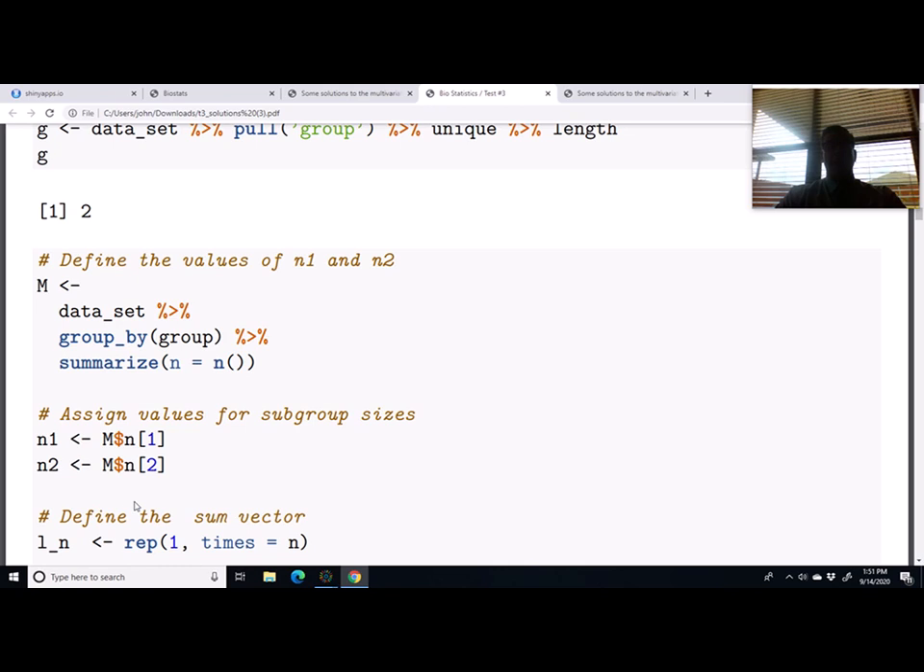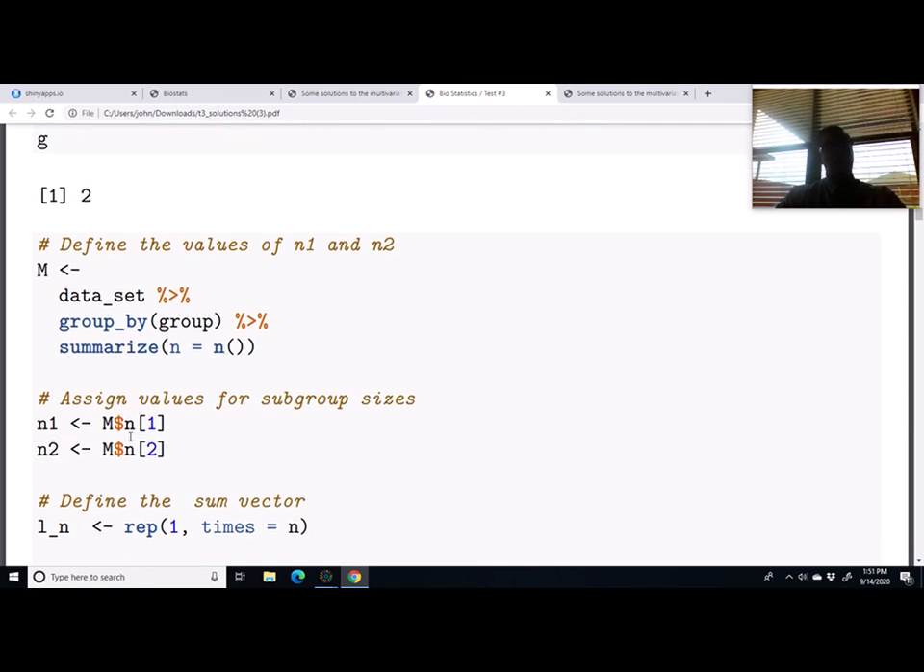Then we can define the size of each group by using the summarize function. So I say M is assigned to be the data set passed to group by group, and then I pass that to summarize, and N will be counting with the N function. And then I assign N1 and N2 to be the results.